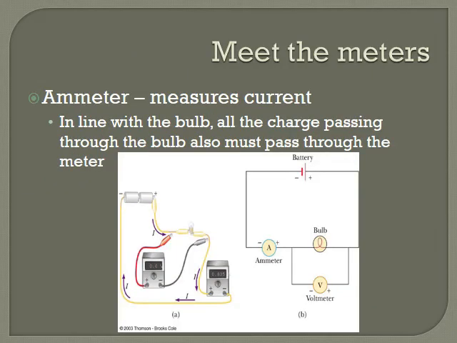Okay, so one thing you're going to be dealing with in the lab activities is you're going to have to use two different types of meters, an ammeter and a voltmeter. And they do different things and they are wired differently in the circuits. An ammeter measures current. It measures flow. It measures how many charges are moving through the circuit per second at any particular time.